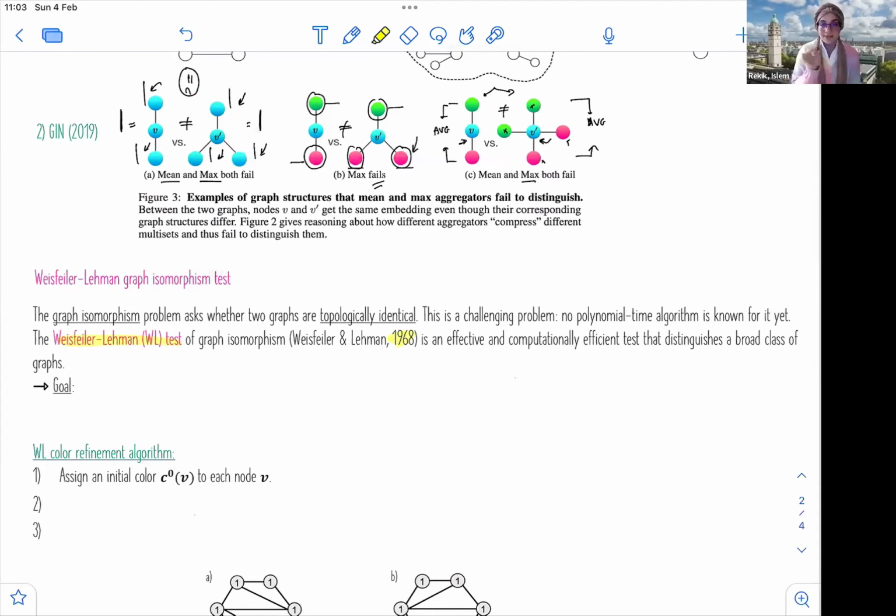First, let's start with the definition of graph isomorphism. Graph isomorphism asks whether two graphs are topologically identical or not. If they're topologically identical, it means they are isomorphic. This is actually a very challenging problem, and there is no known polynomial time algorithm that solves it. Now, the WL test of graph isomorphism is an effective, computationally quite efficient test that allows us to distinguish a broad class of graphs already.